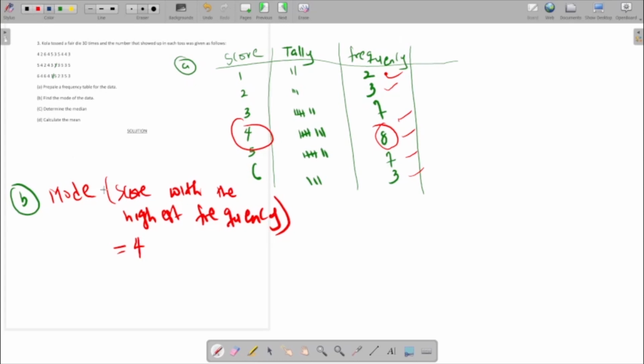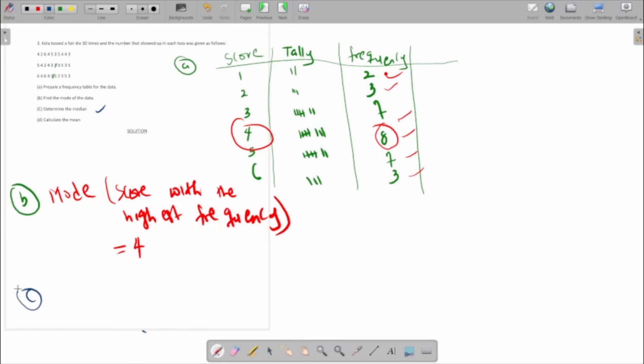Now the third question here says that we should determine the median. And the third question that we are talking about now is 3C. Now the third question says that we should determine the median.